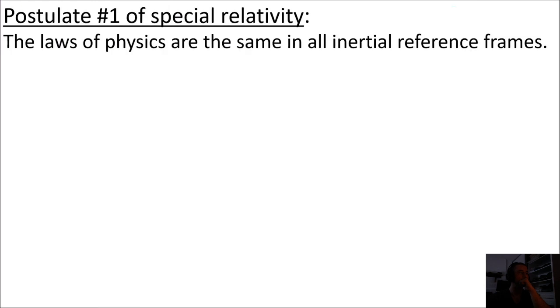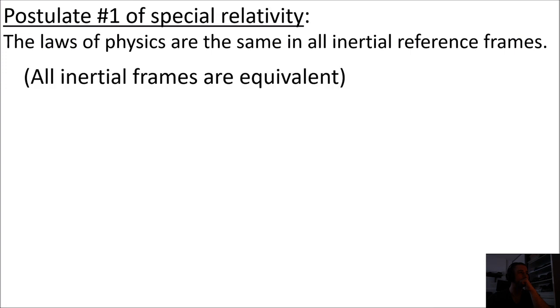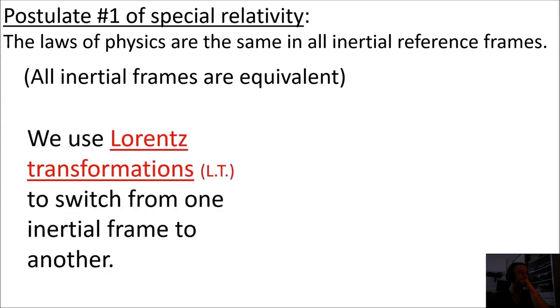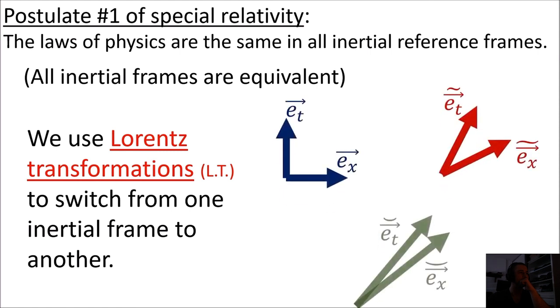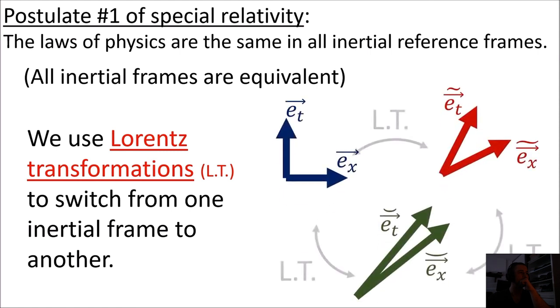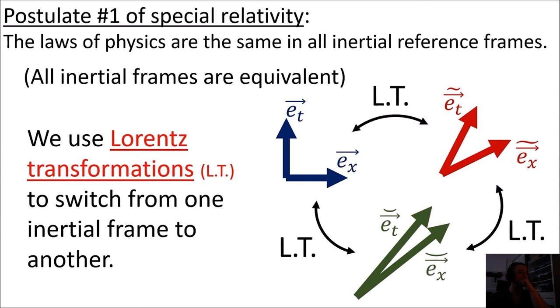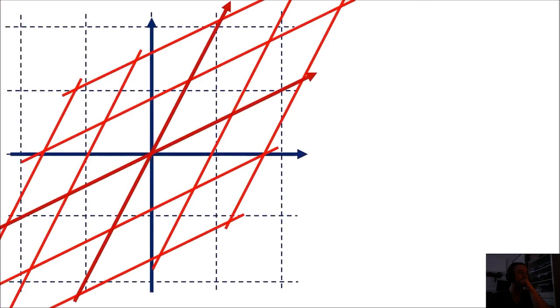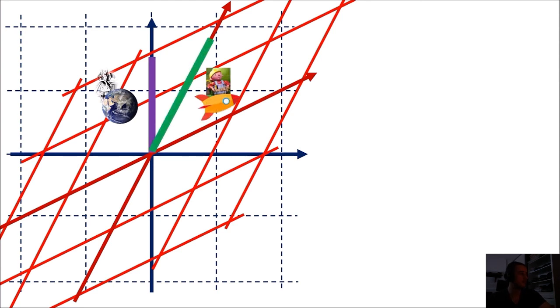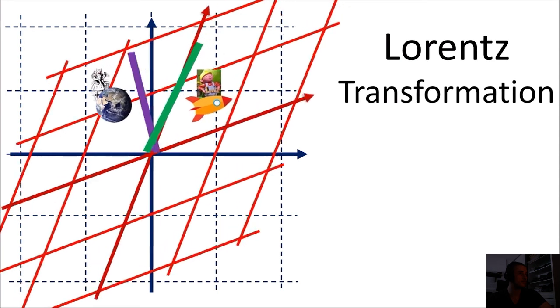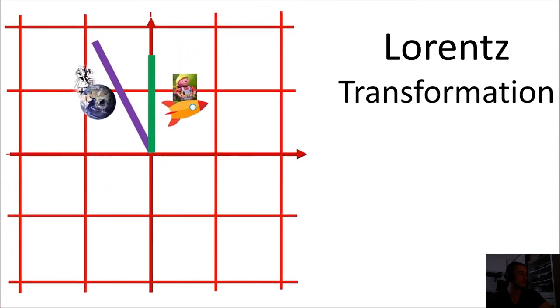Recall that the first postulate of special relativity says that the laws of physics are the same in all inertial reference frames. This basically means that all inertial frames are equivalent to one another. And remember, we use Lorentz transformations to switch from one inertial frame to another. Anytime we have an inertial spacetime basis, which is a Minkowski orthonormal basis, we can always change to another inertial spacetime basis using a Lorentz transformation. So if Alice has a straight world line that's stationary in space, and Bob also has a straight inertial world line that's moving to the right, it's possible to use a Lorentz transformation to make Bob's world line look stationary like Alice's, where Alice looks like she's moving to the left.